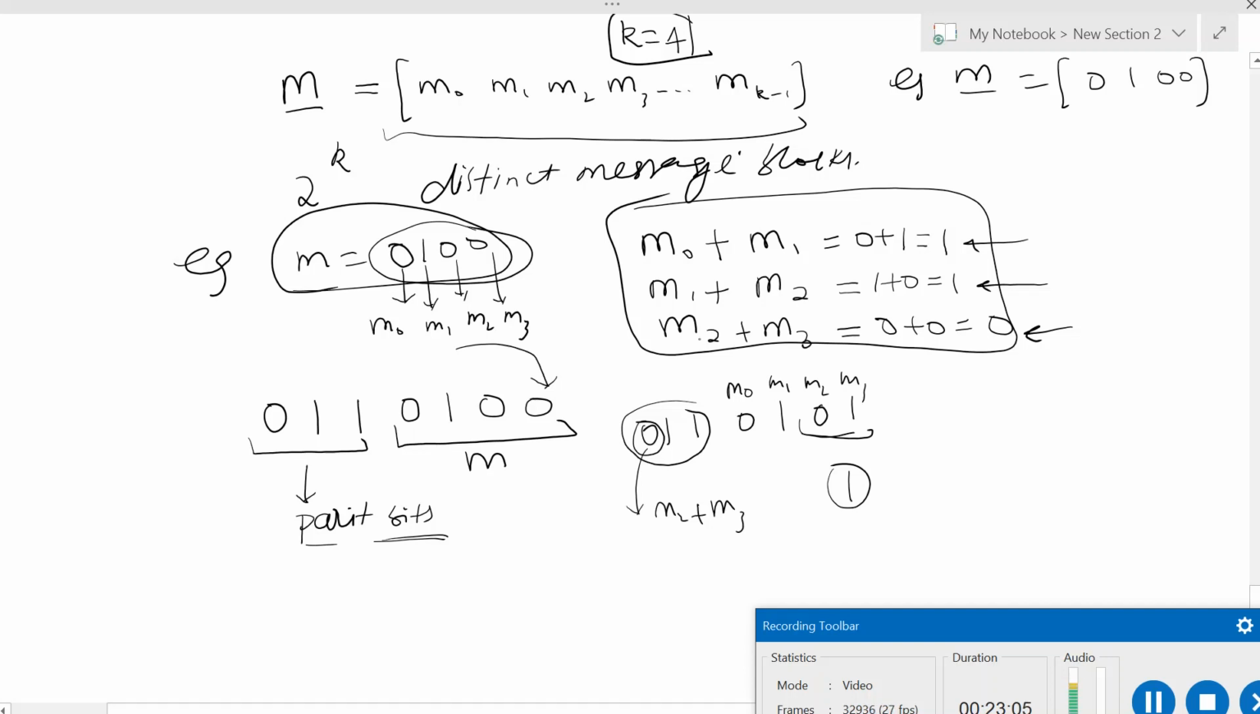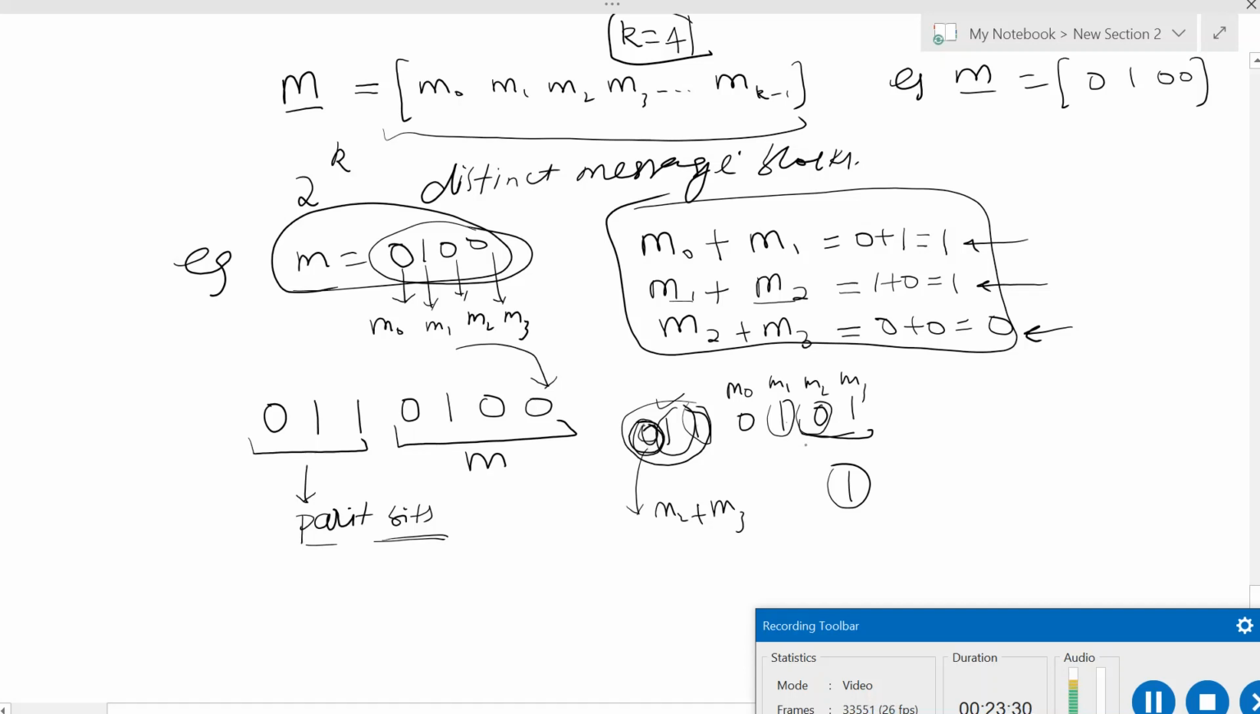Similarly, receiver knows that the second bit is m1 plus m2, right? So m1 plus m2 is 1. It is 1, is correct. And the third one is m0 plus m1. That is here m0 plus m1. That again is correct. So only this one is wrong.